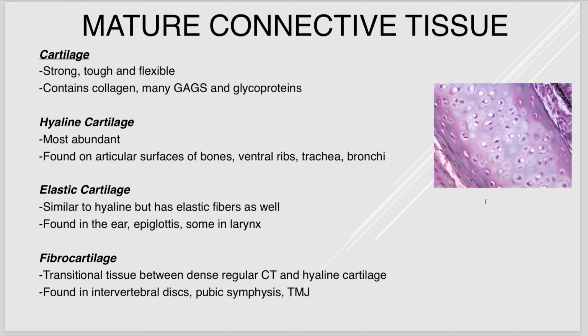Fibrocartilage, it's kind of a hybrid tissue. It's part dense regular connective tissue and hyaline cartilage. And we find it between the bodies of the vertebrae. Those are the intervertebral discs. We find it at the pubic symphysis, which is where the pelvic bones meet on the anterior surface. And we find it at the temporomandibular joint.